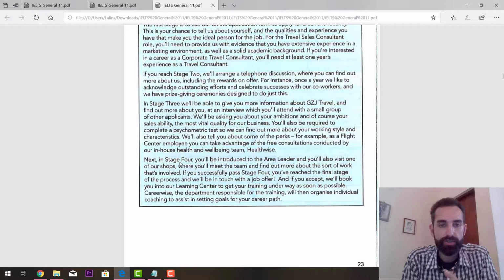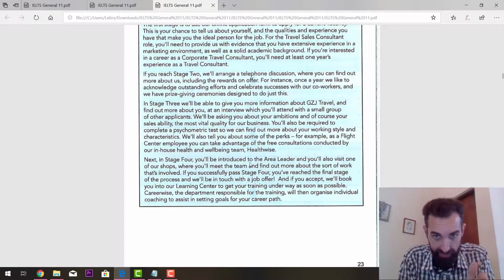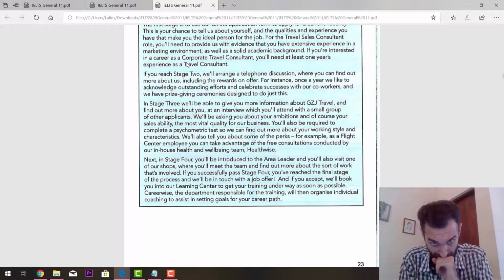Next, in stage 4, you'll be introduced to the area leader, and you'll also visit one of our shops where you'll meet the team and find out more about the sort of work that's involved. Okay. So this is obviously the area leader. That is your manager. Meeting a manager. An area leader is your manager.